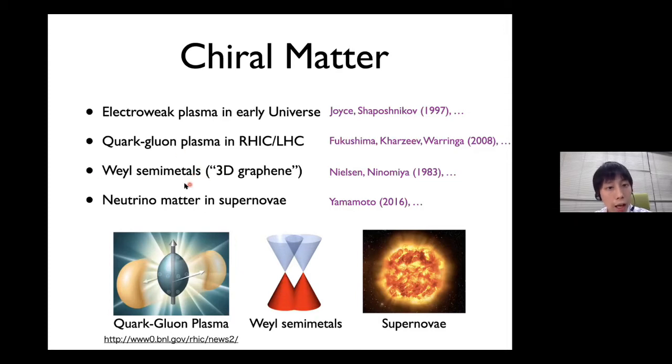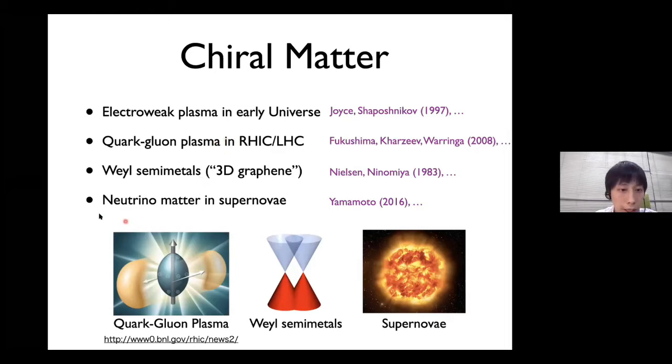There is also a system in condensed matter physics where the chiral magnetic effect or other chiral transport phenomena can be relevant. That is a new type of material known as Weyl semimetals. Weyl semimetals are semimetals where Weyl fermions or chiral fermions appear emergently at low energy if we have a band crossing point. Near the band crossing point, the quasiparticles are described by a Weyl equation, and so the Weyl fermions appear emergently at low energy. So this can be regarded as a three-dimensional analog of graphene.